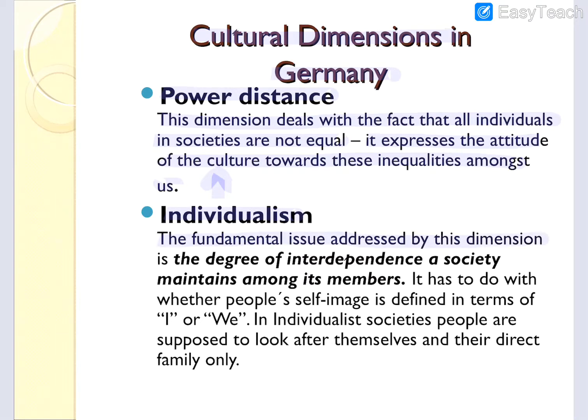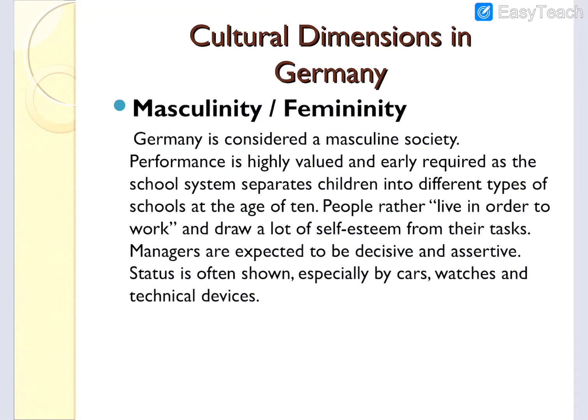Individualism. The fundamental issue addressed by this dimension is the degree of interdependence a society maintains among its members. It has to do with whether people's self-image is defined in terms of I or we. Okay. In an individualist society, people are supposed to look after themselves and their direct family only. So this is individualism in Germany.